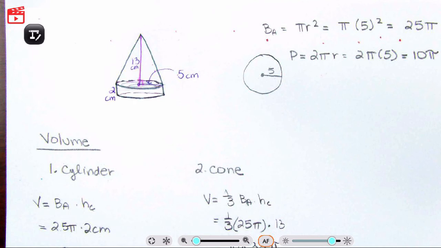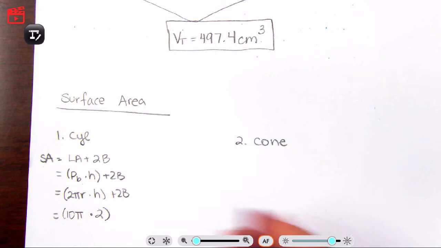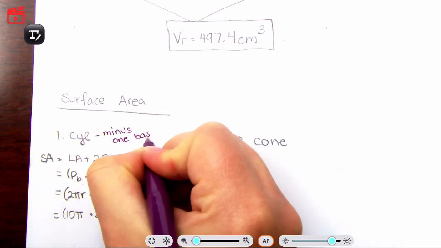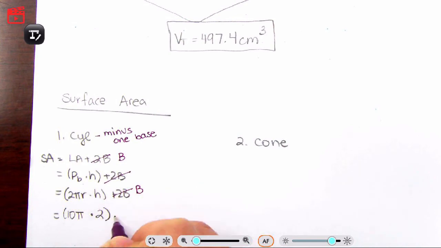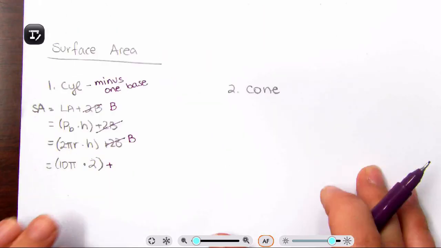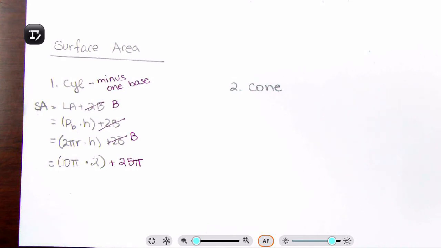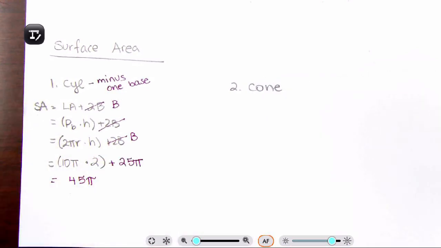So from our surface area of the cylinder, we need to remove one base. So we have a cylinder minus one base. So instead of two bases, I'm going to say just one base. And we know what the area of the base is because, again, we already did that. That is 25 pi. Trusty calculator time. 10 times 2 is 20. 20 plus 25 is 45, and I get 45 pi for my surface area of the cylinder.